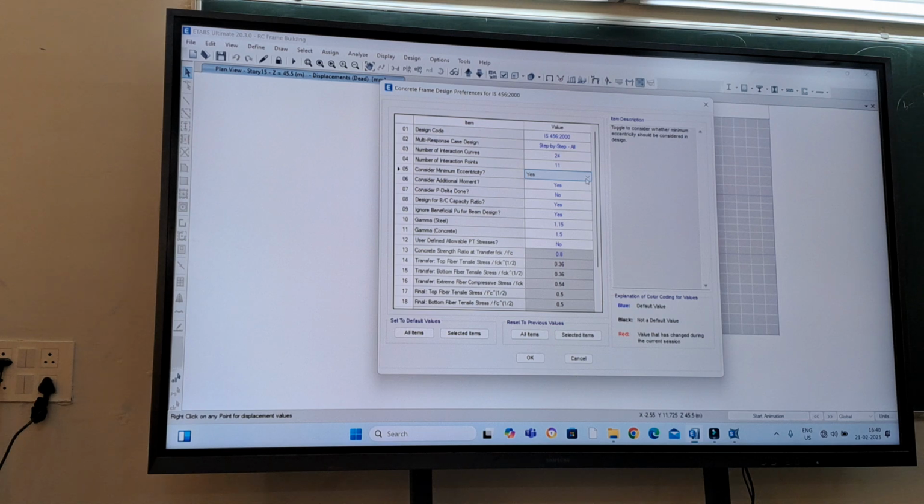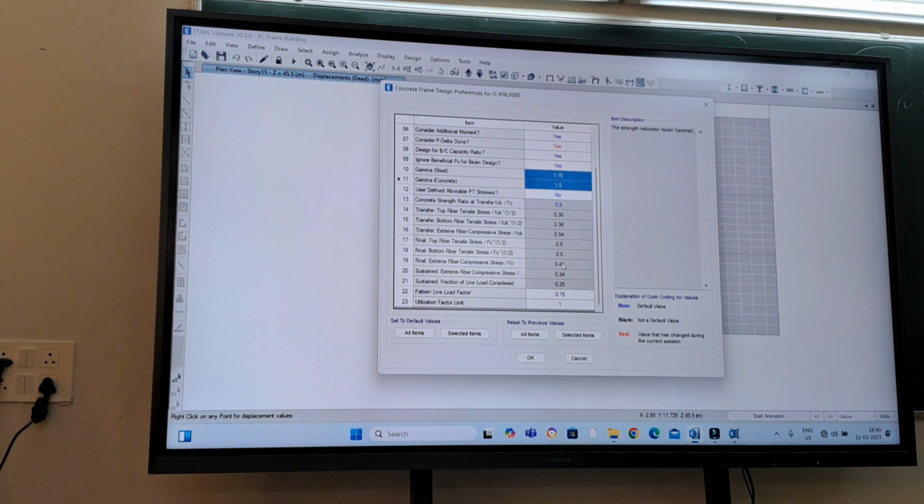Then consider minimum eccentricity, yes. Additional moment, yes. Speed delta, you can make it, yes. And DC capacity ratio, yes. And these are the factors of steel and concrete. And some default properties, you can leave as they are. And pattern live load factor, I don't know what it does.